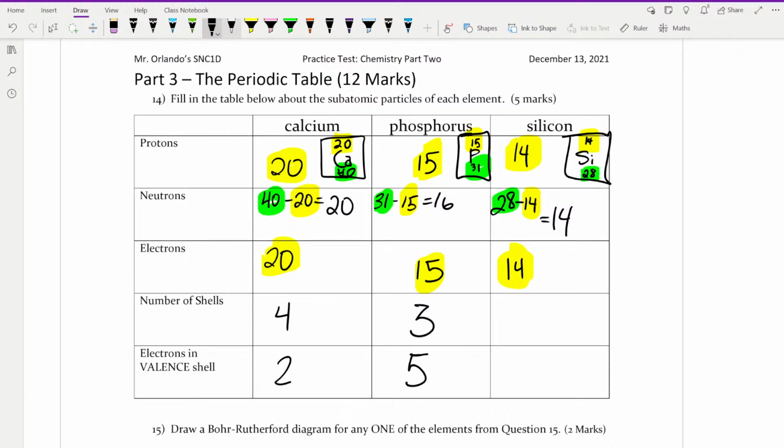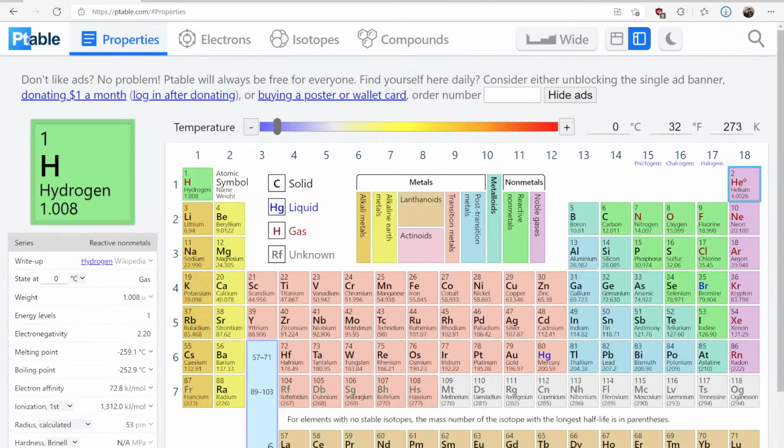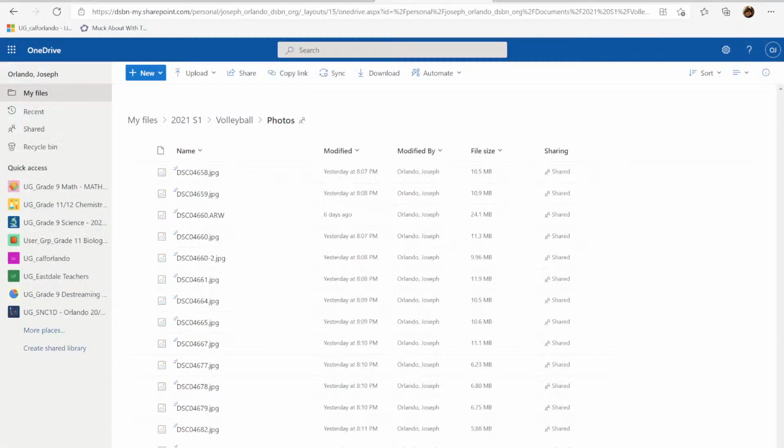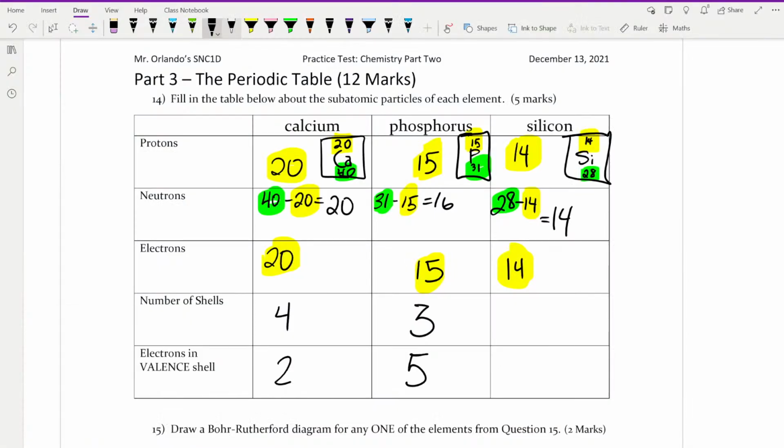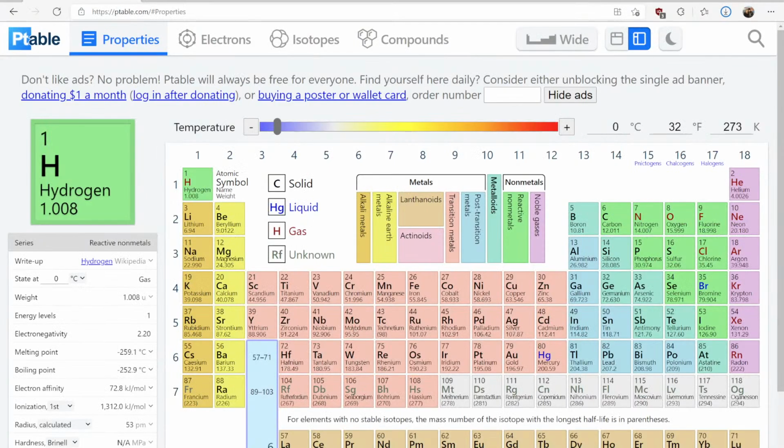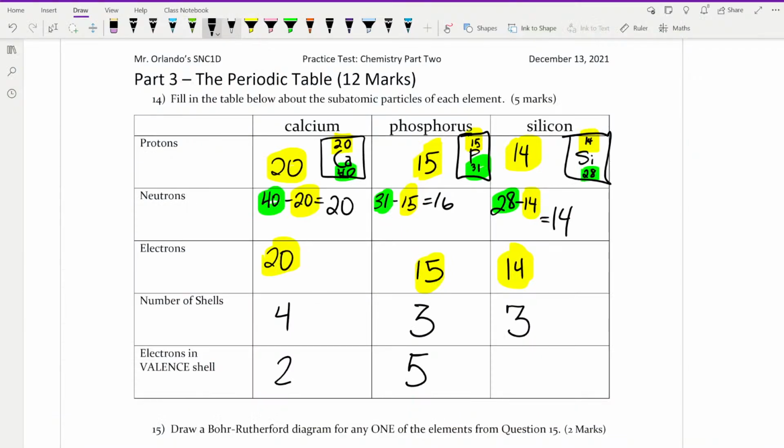And number of shells, I think it's in the third shell, let's check. Yeah, first shell's just hydrogen and helium. Second shell's all these guys, and that's the third shell there. So third shell means 3 orbitals. And then when we want to know how many electrons are in that outermost shell, we just count over. Sodium has 1, magnesium has 2, aluminum 3, so silicon has 4 electrons in its outer shell.